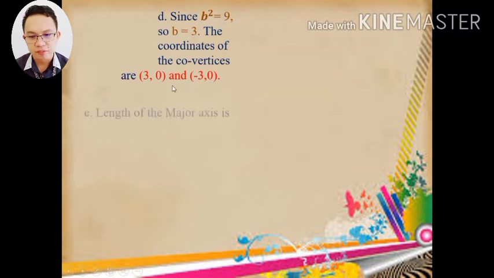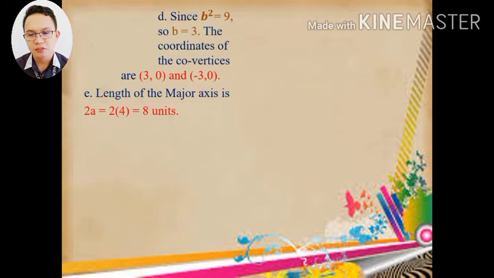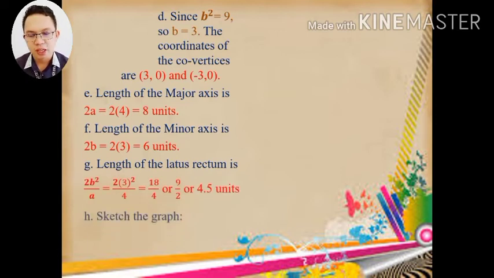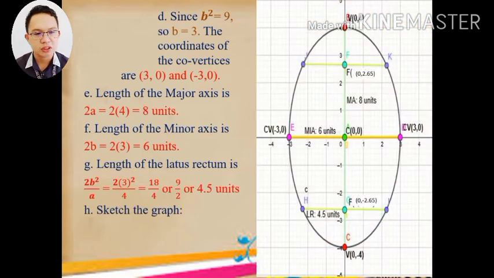Yun lang kadali. Length of the major axis is 2A, so 2 times 4 is equal to 8 units. Length of the minor axis is 2 times 3 is 6 units. The length of the latus rectum, gamitin mo lang yung formula, the answer is 9 halves or 4.5 units. Ang panghuli ay, you need to sketch the graph. Ito na yung graph niya.